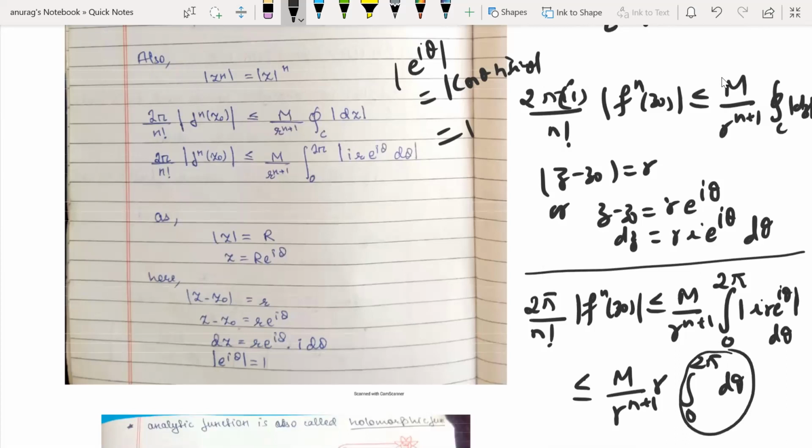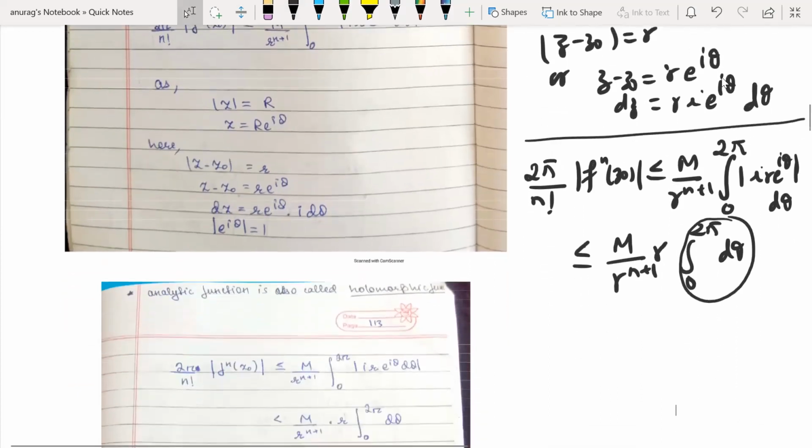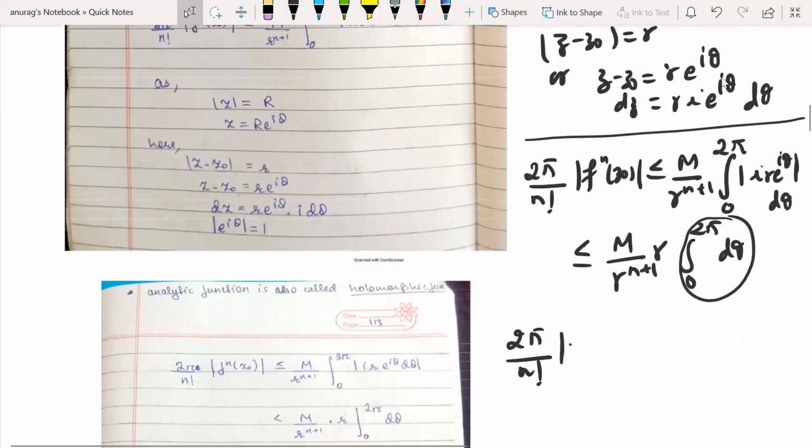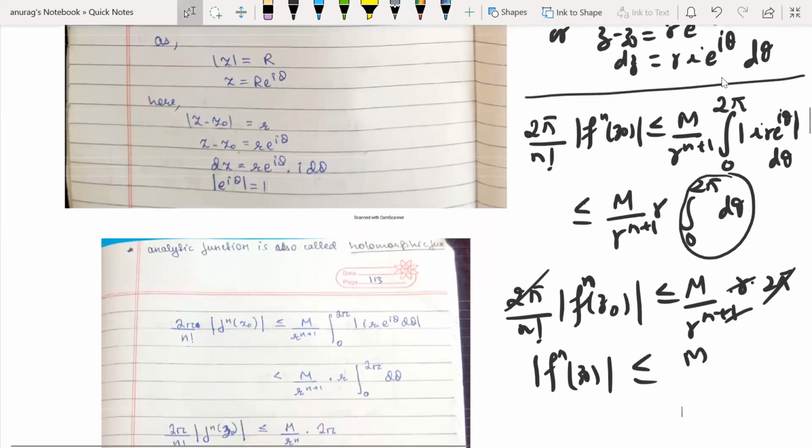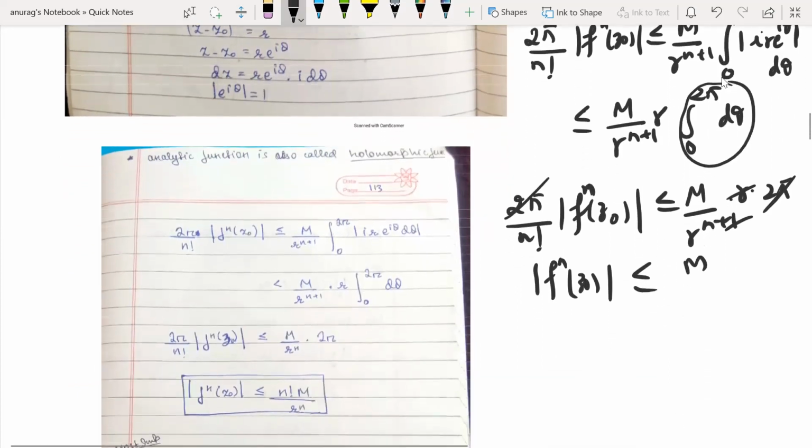Now if we evaluate it, it can be written as 2π i by factorial n, mod of the nth derivative of f(z) at z naught, less than or equal to M over r to the power n plus 1, into r into 2π. 2π is cancelled out, i is also cancelled out, and r is also cancelled out. Take factorial n to the right hand side. So mod of the nth derivative of f(z) at z naught is less than or equal to M into factorial n over r to the power n. So this is the proof.